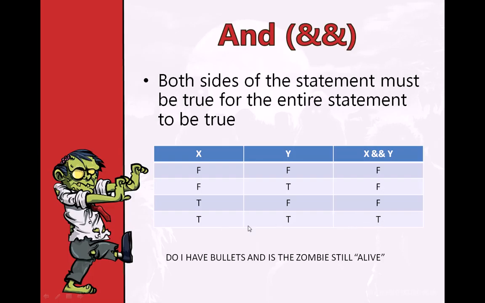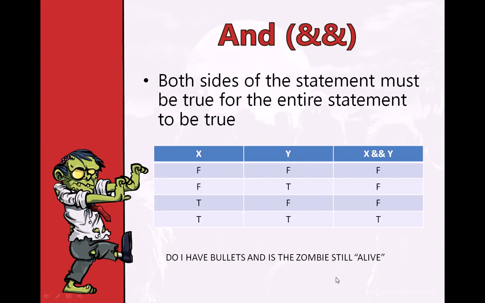And down here I have a little example. Do I have bullets and is the zombie still alive? So if I still have bullets and the zombie's still alive, I'm going to shoot again, right? Because both sides have to be true. I have to have bullets and the zombie has to be alive in order for me to shoot again. Well, maybe not for me to shoot again, but to make it logical for me to shoot again.